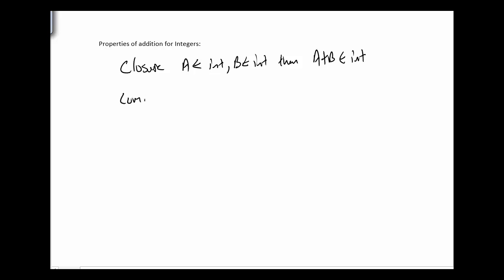Okay, so we have some of the same properties from whole numbers. We have the closure property, which says if a is an element of the integers and b is an integer, then a plus b has to be an integer. Commutative property, and this is the same one from whole numbers, just now we're pulling it up into the integer world.